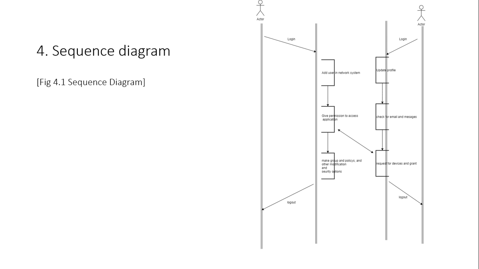And sub security options. After that, the admin will exit. On the other side, if the user enrolls, update profile, check email and messages from the admin, as well as proceed with the request for temporary devices, and then exit.